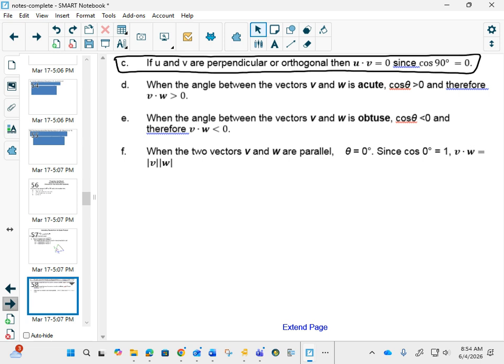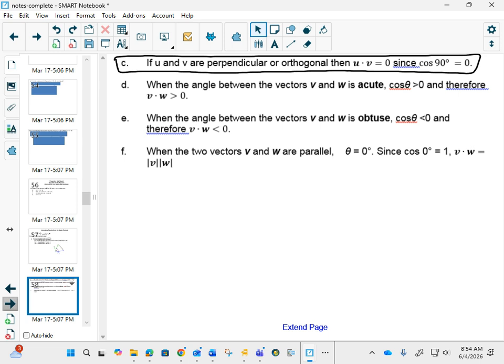Get to use our word orthogonal again. If u and v are perpendicular or orthogonal, then the dot product is 0. It's a very quick way to find out if 2 vectors are perpendicular to each other. Because cos of 90 degrees is equal to 0, the other side of that formula would be 0.